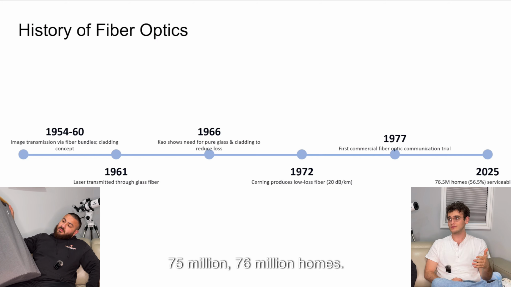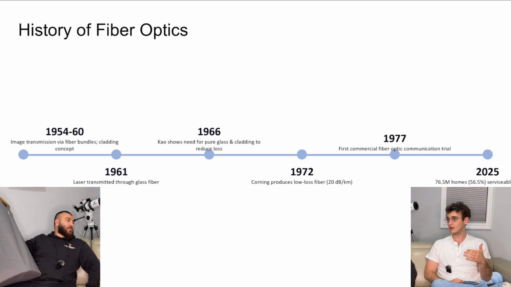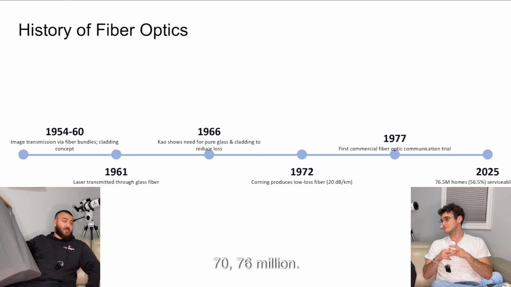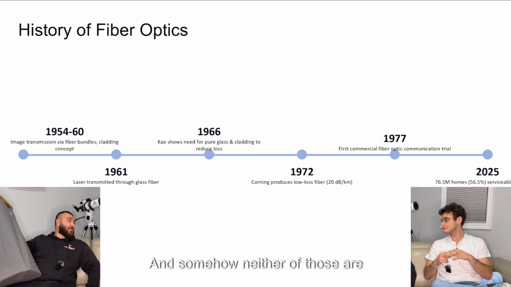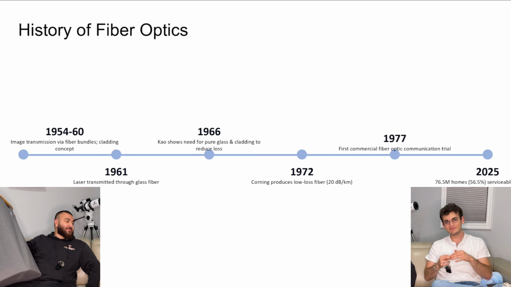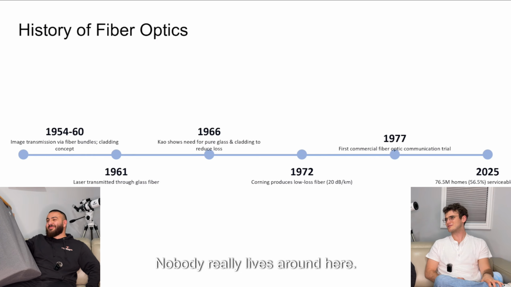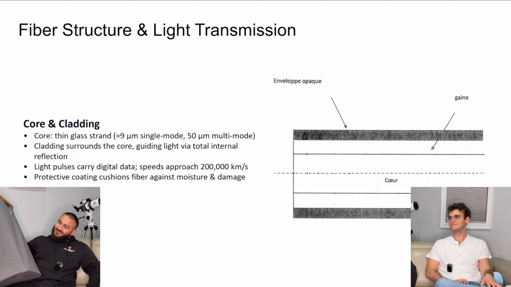But yeah, today, 76 million homes are able to have fiber optics. That's outrageous. Yeah. And somehow neither of those are our houses. Well, we're in a small town, secluded in the middle of Nebraska.